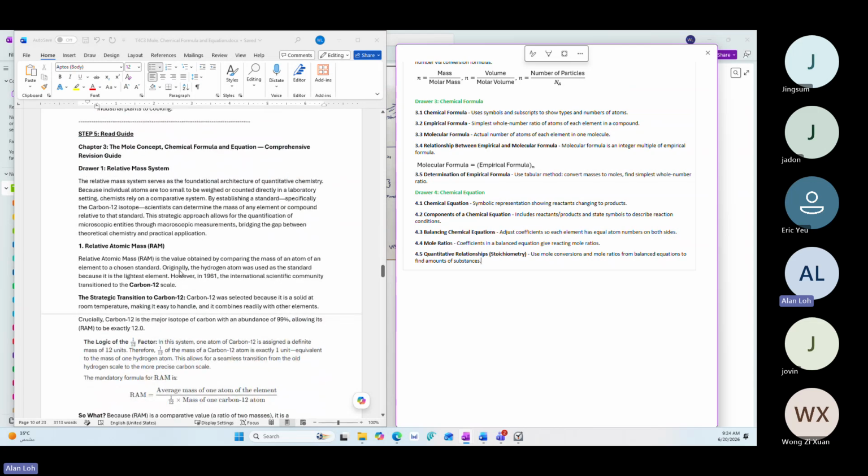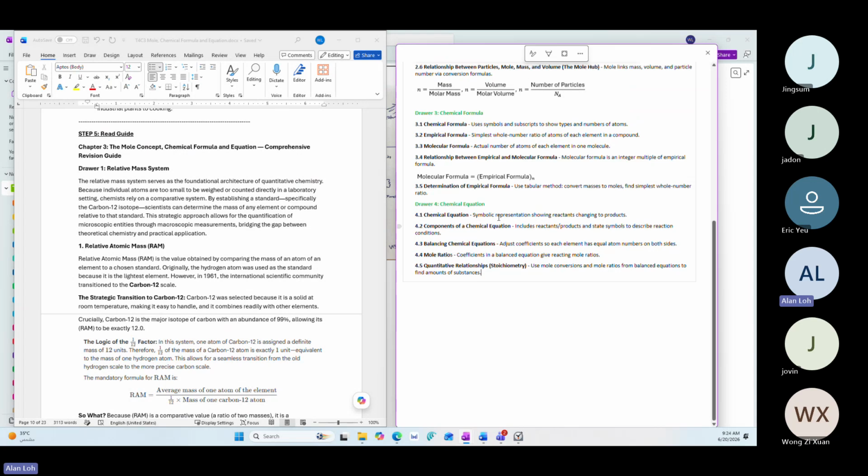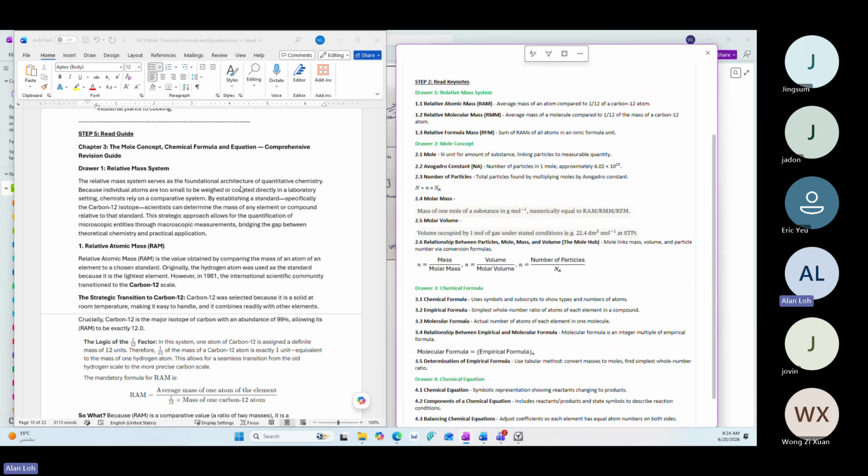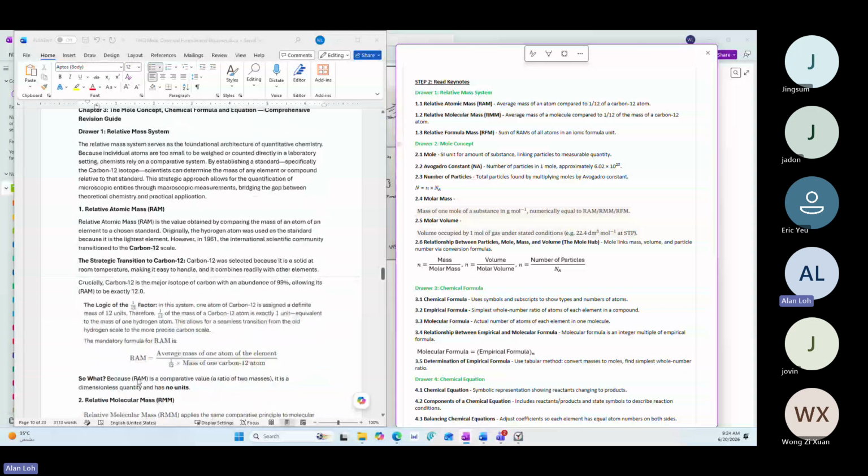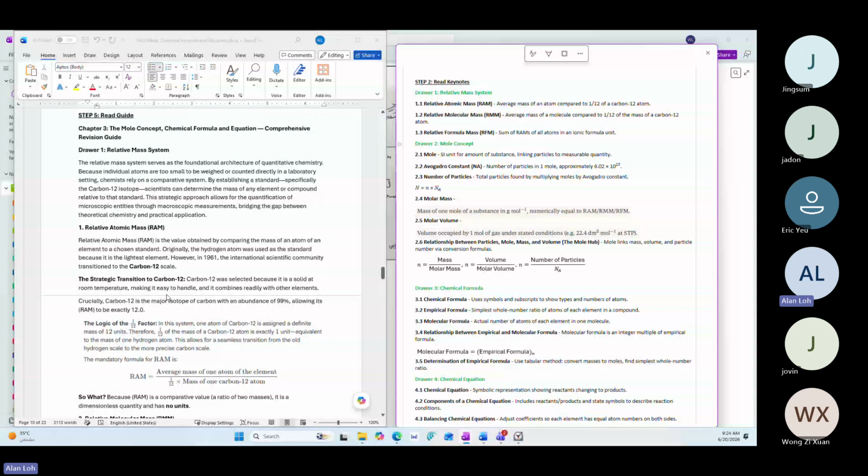Let's continue on another heavy step, which is step 5, reading the guides. The format is similar to step 2. Step 2 has drawer 1, drawer 2, drawer 3, drawer 4. Same goes for the guide, and they even have sub drawers, which is 1.1, 1.2, 1.3. But it has more detail. That's why it will help you improve your understanding from 4 to 5 after reading this part.